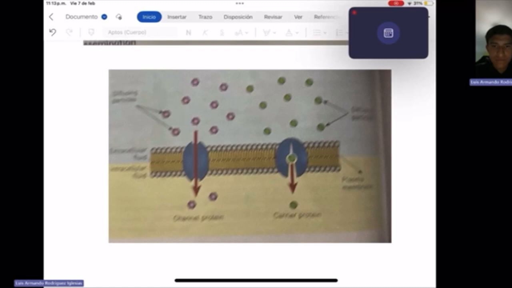Pinocytosis: the cell brings in fluid and small dissolved molecules. Receptor-mediated endocytosis: the cell takes in specific molecules that bind to receptors on the cell surface. Phagocytosis: the cell engulfs large particles such as bacteria or cellular debris.